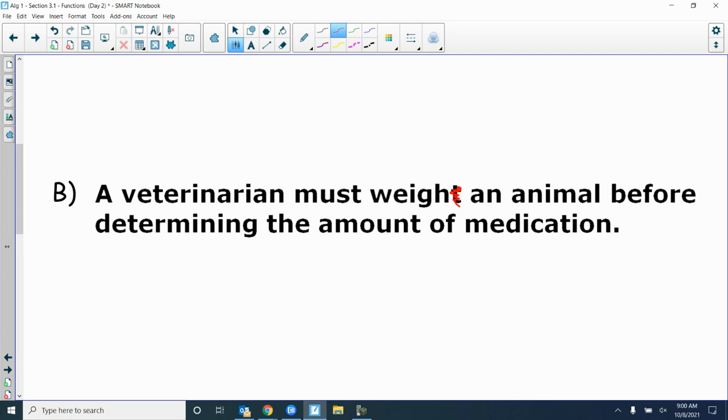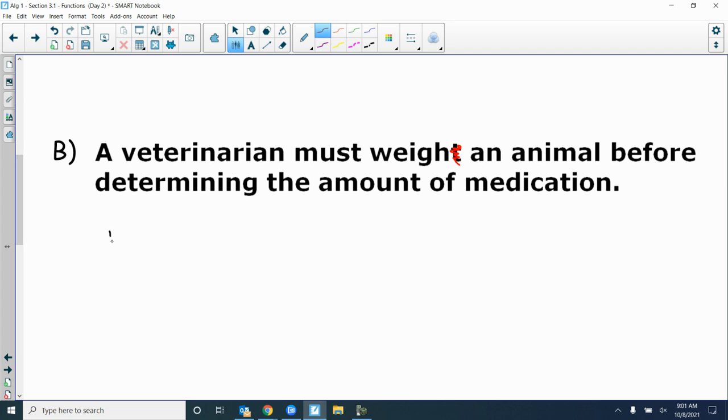A veterinarian must weigh an animal before determining the amount of medication. All right, so what can we pull out of there? What are the two variables before we label them independent and dependent? One? Weight of the animal and then the amount of medication. Good. Those are our two variables. Okay, our two things we're working with. So the weight of the animal, and the amount of medication.